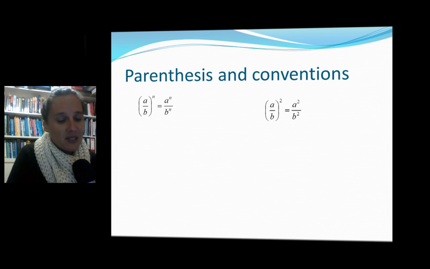Our next example is very similar. We have a fraction in our brackets, a over b to the power of n. We need to apply our power of n to both the a and the b within the brackets here. So a over b squared becomes a squared over b squared.